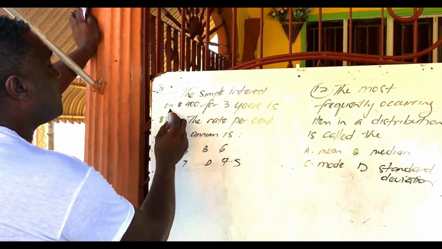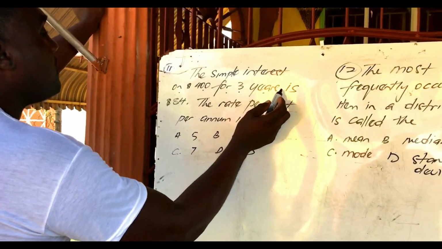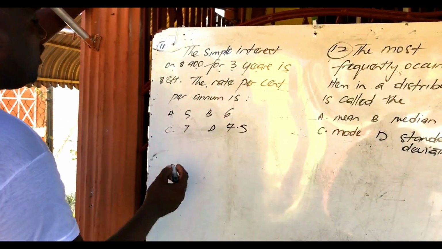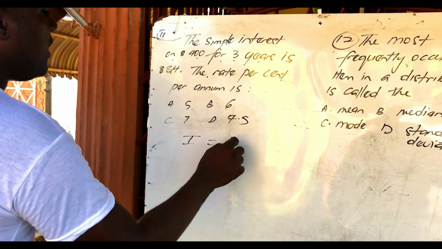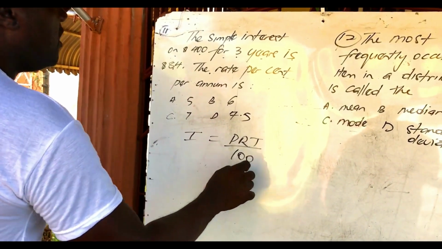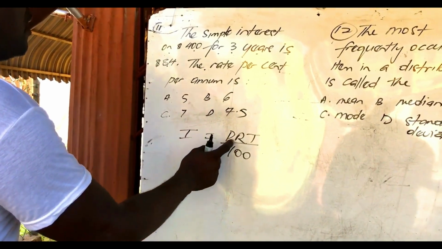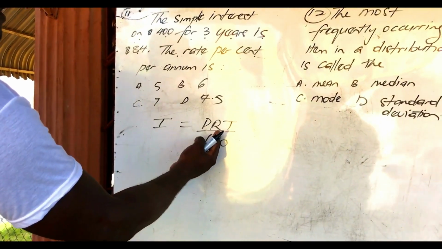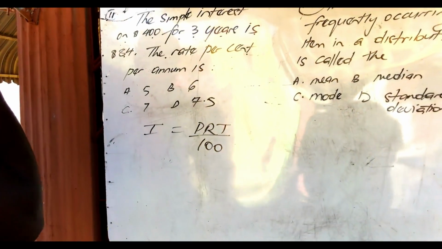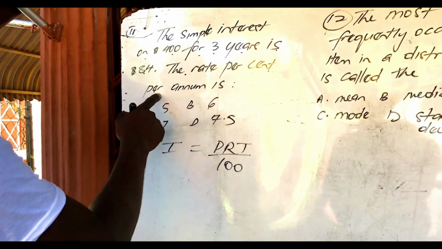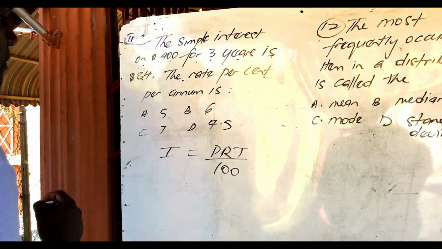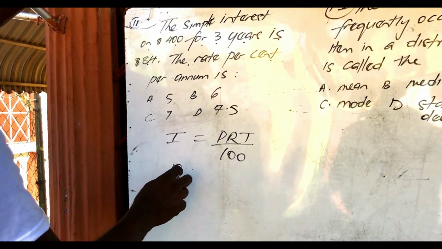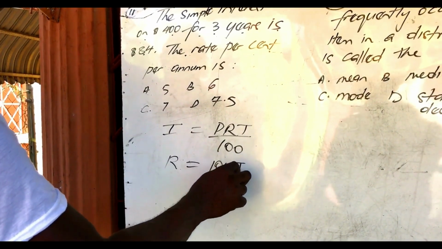We have the simple interest on $400 for 3 years is $84. The rate percent per annum is. Now quickly you need to remember the simple interest formula as I equals PRT over 100, where I is our simple interest, P is the principal, which is the money invested, lent or borrowed, R is the rate percent, T is the time in years. When you look at this, what they're asking you for is a rate, which is R. Now you could do transposition of formulae to get R, or you simply have it in your head that R must be 100I over PT.